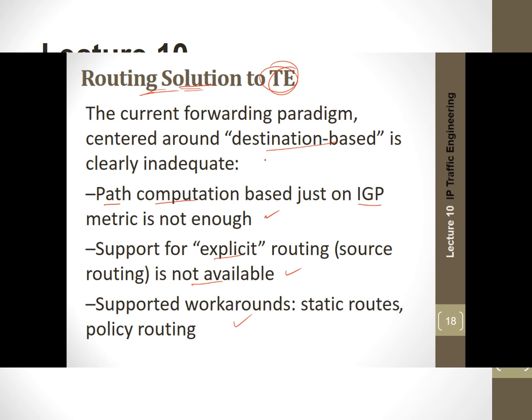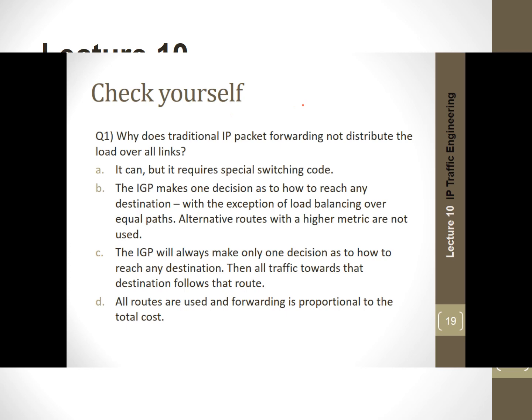So let's see. Here it says check yourself. There is a question saying: why does traditional IP packet forwarding not distribute the load over all links, and why do you have to use traffic engineering here? Or why can the traditional IP packet forwarding mechanism not distribute the load of traffic over all links? The answer could be in different ways. In A it says it can, but it requires special switching code, and you have to use a special switching code to distribute the traffic over other links.